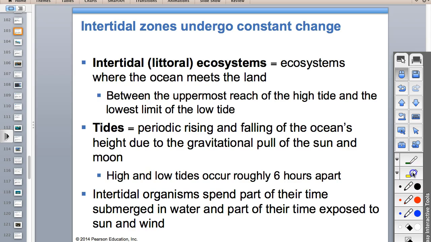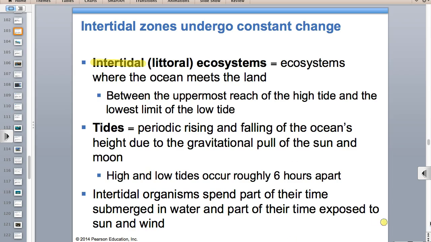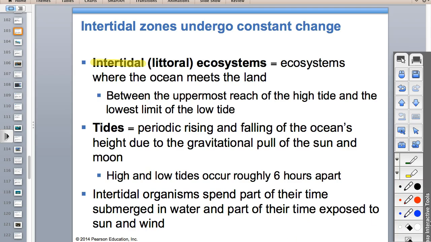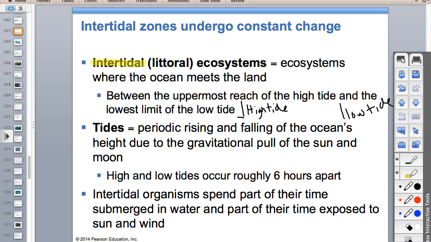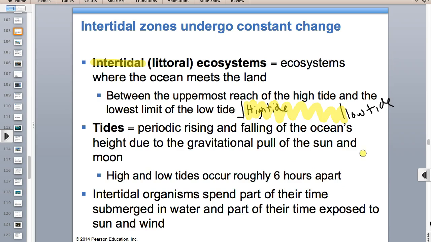Intertidal zones. Those are your littoral ecosystems. Intertidal, inter means in between. So it's the area between the high tide mark and the low tide mark. Anything in between there is the intertidal zone. If you were going to the beach, the intertidal zone would be the area where if you put your stuff and sit there long enough, you're going to get some water on it. You have to watch out for the tides, too high, too low. The intertidal zone is that part that sometimes is covered in water and sometimes it's not.